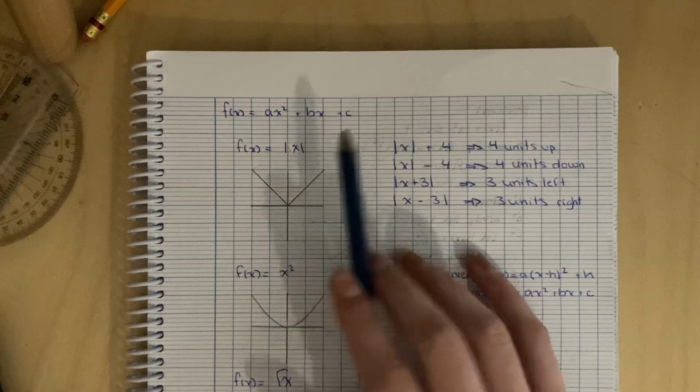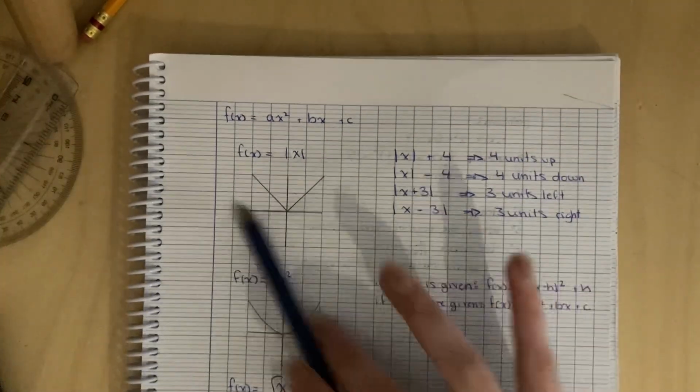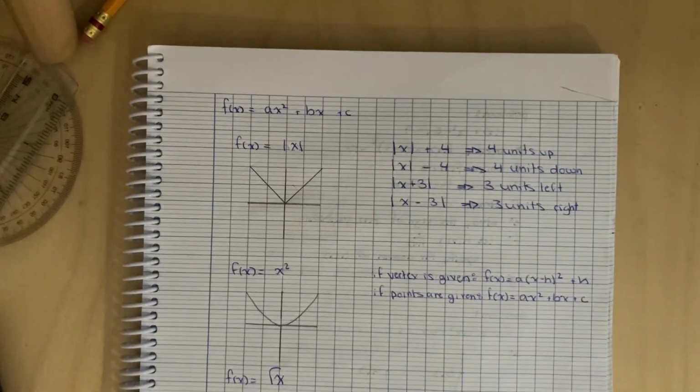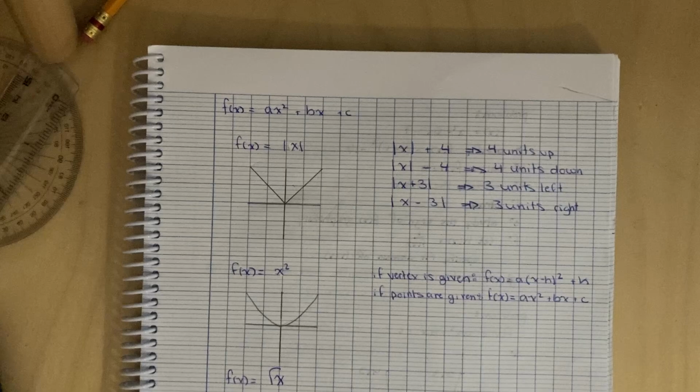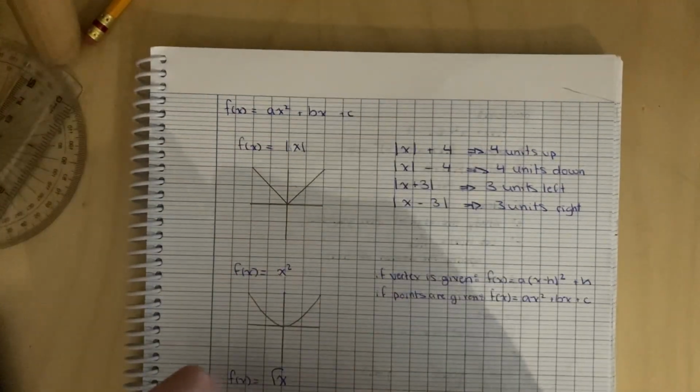If you just have the absolute value of x, no matter what value for x you put in, the graph's going to look like this. It might be a bit narrower or a bit wider or look a bit different, but it's going to look like this. It's going to be a little pointy mountaintop.